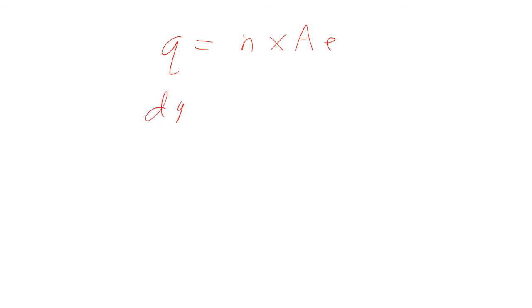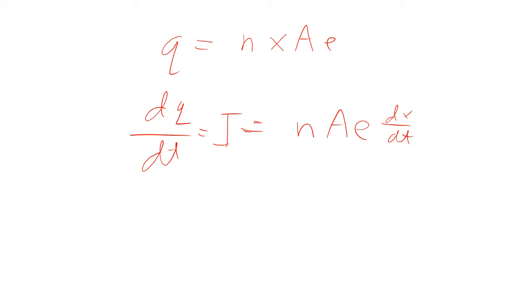So dq dt, that's going to be the current. Well, charge density doesn't change. Cross-sectional area doesn't change. The charge per carrier doesn't change, so it becomes dx dt. Well, what is dx dt? We know from physics 1 that's some kind of velocity.